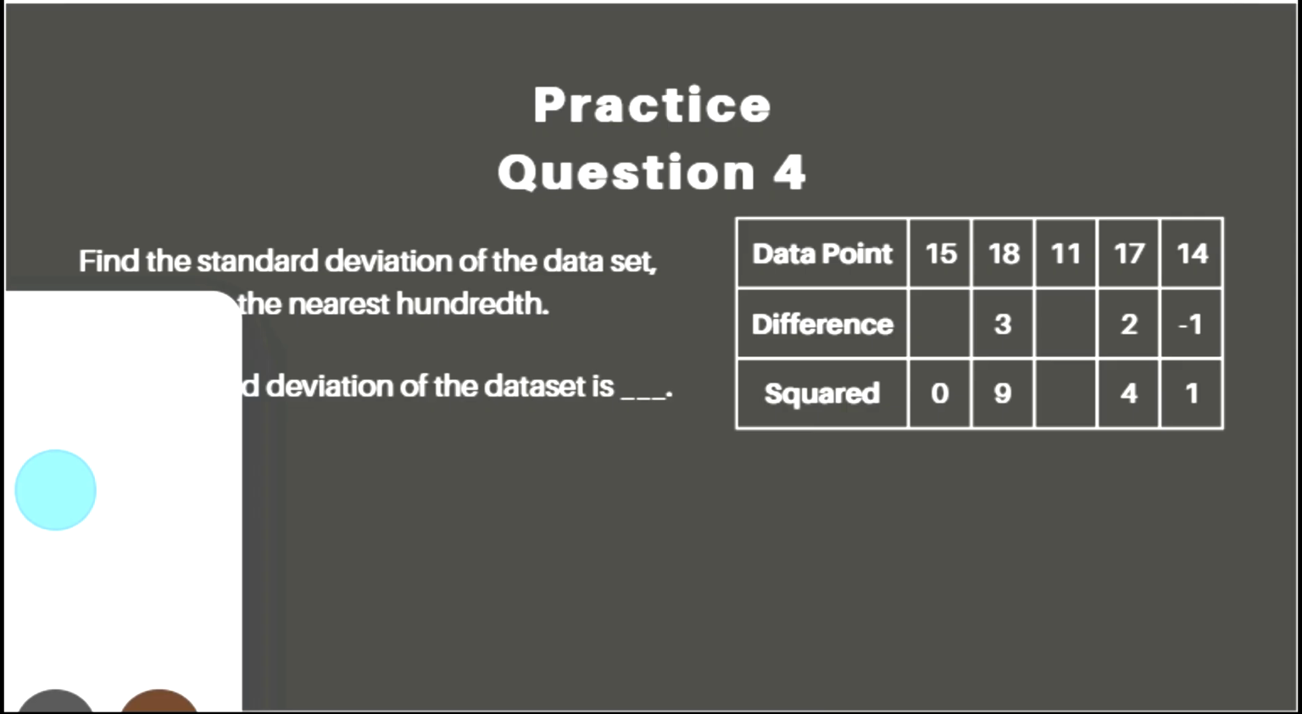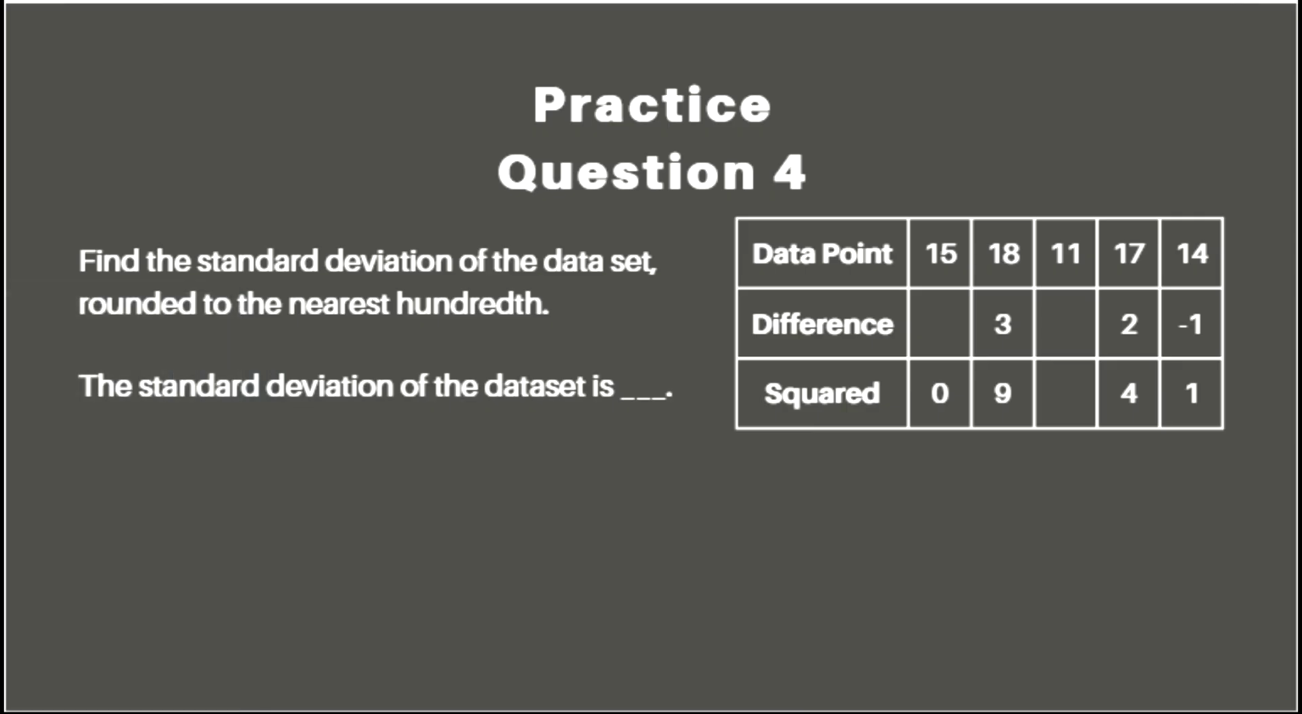Here's practice question number 4. Find the standard deviation of the data set rounded to the nearest hundredth. Pause it, figure it out, come back. First we need to figure out the mean. Okay. We do that by taking all these data points and adding them together. 15 plus 18 plus 11 plus 17 plus 14, divided by 5. 75 divided by 5 gives us 15. Okay, so now we have 15 minus 15 gives us 0.